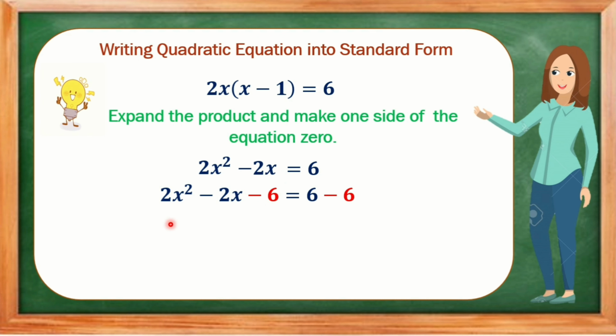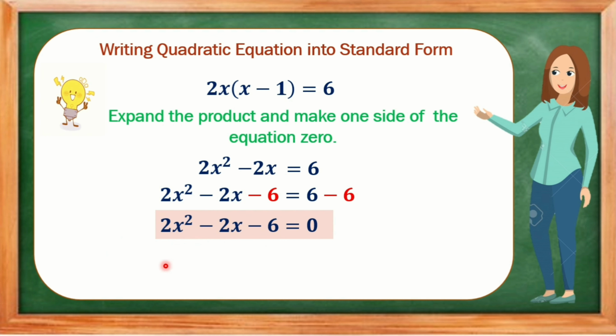Okay, so next is simplify lang natin siya. So we have 2x squared, then bring down negative 2x, bring down negative 6, then 6 minus 6 is equals to 0. So our final equation is 2x squared minus 2x minus 6 is equals to 0. So as you can see, naka-standard form of quadratic equation na siya.